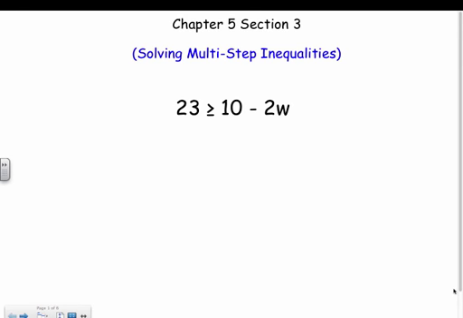It starts getting interesting with our multi-step inequalities. And we're going to expand a lot. We're going to throw the distributive property, all kinds of things at you, and we got a couple new things to look at here. So we still follow our same rules, our inverse operations.